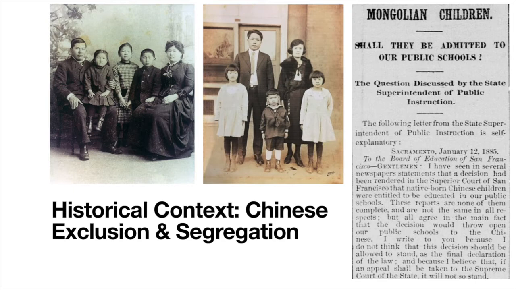The Gong Lum versus Rice case was a case about segregation. And it wasn't so much a case about whether or not segregation was legal. It was a case about whether Chinese Americans should be considered white or, quote, colored. The Gong Lum children were not allowed to attend the white school in Mississippi. And in this case, it was determined ultimately that was the legal choice because Chinese Americans were not white. They were considered, quote, colored.